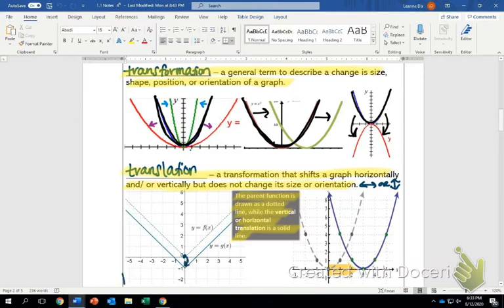So if I were to count, I went down 1 unit, so I would just say this translates down 1 unit. All right, and then we do the same thing for the one to the right. Again, we have our origin. We move 1, 2, 3 to the right, and so that's what we would write. Translates right 3 units.